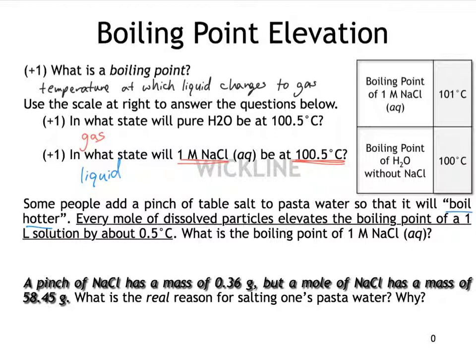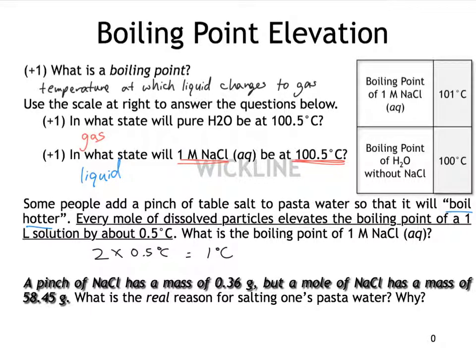So what you should know is that every mole of dissolved particles elevates the boiling point of a 1 liter solution by about half a degree Celsius. So the boiling point of 1 molar sodium chloride would be 2 times 0.5, which would give you 1 degree Celsius. In other words, if you put a mole of salt in water, you would get a 1 degree Celsius elevation in boiling point. So maybe people are right. Maybe they are doing it to boil hotter.